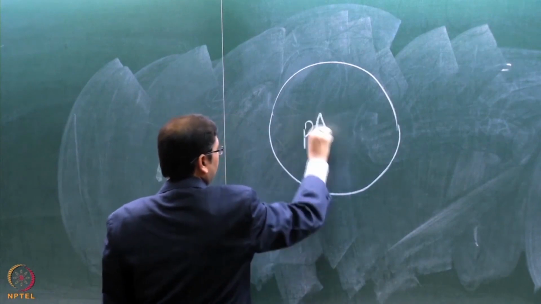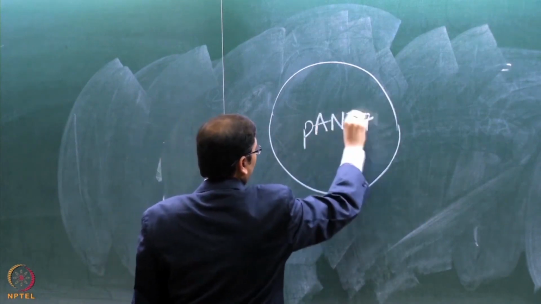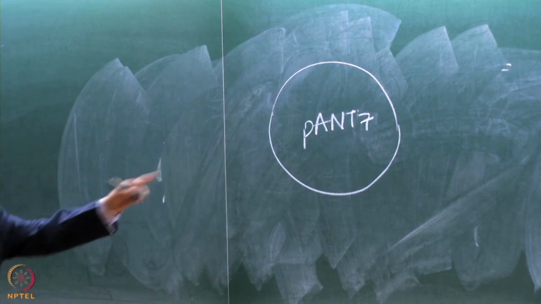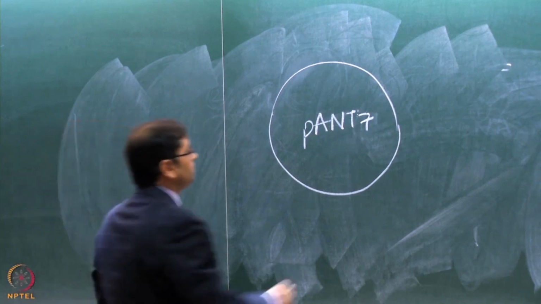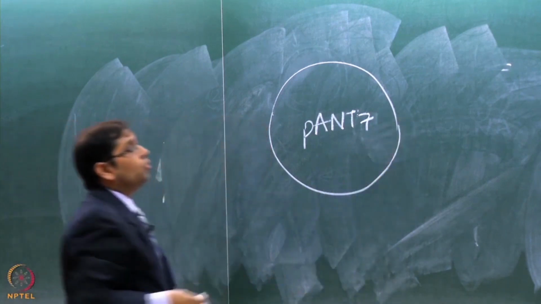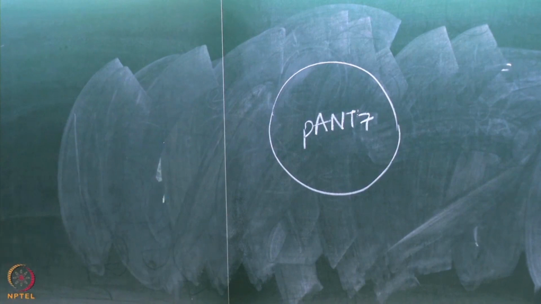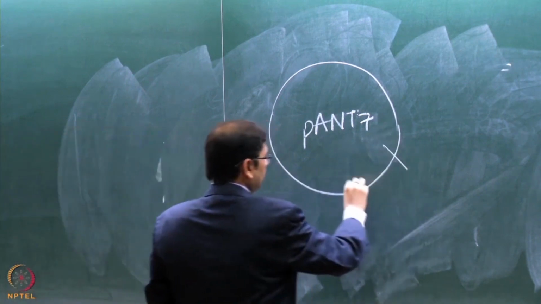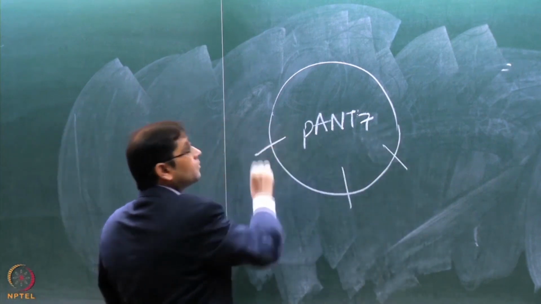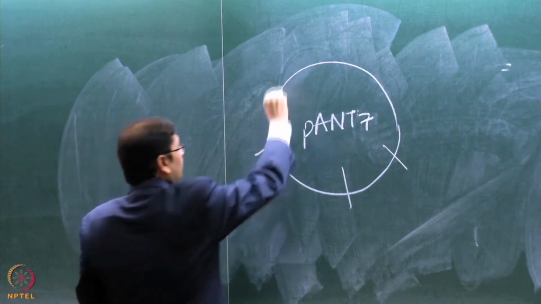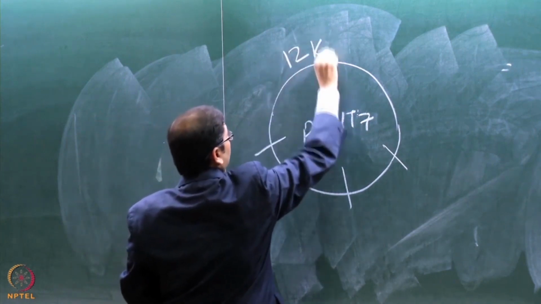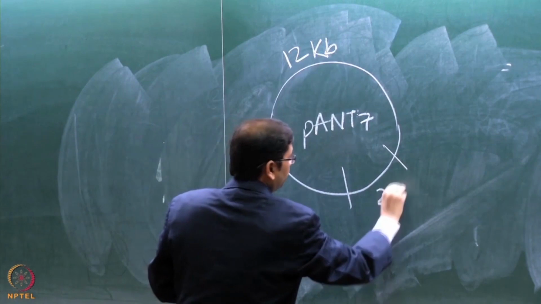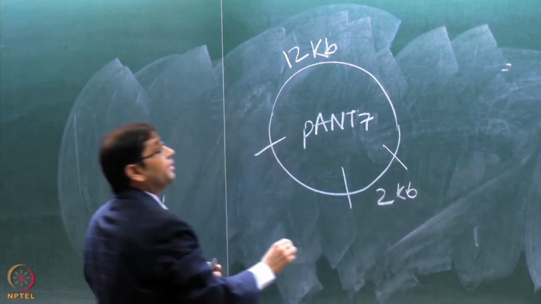All right, so we have pANT7, could be GST or some other vector here. Now, what it says is that if you are using HindIII digestion, you have 3 fragments generated. The fragment sizes are 12 kb, 2 kb and 6 kb.